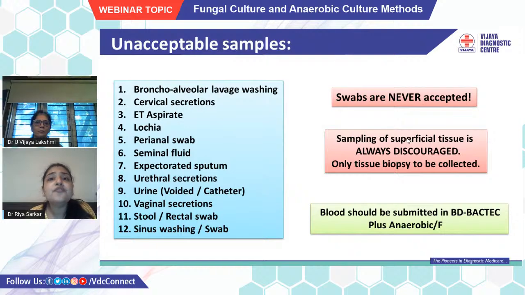Also, sampling from a superficial tissue is highly discouraged. Only a tissue biopsy is to be collected, or the sample is to be collected from the deep site of the infection, collected in a syringe, put in an anaerobic transport media and only then sent to the laboratory. If you suspect an anaerobic septicemia, always send the blood in a Bactec anaerobic blood culture bottle only.